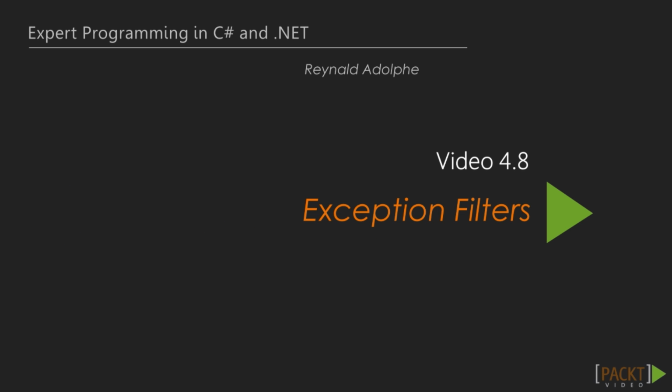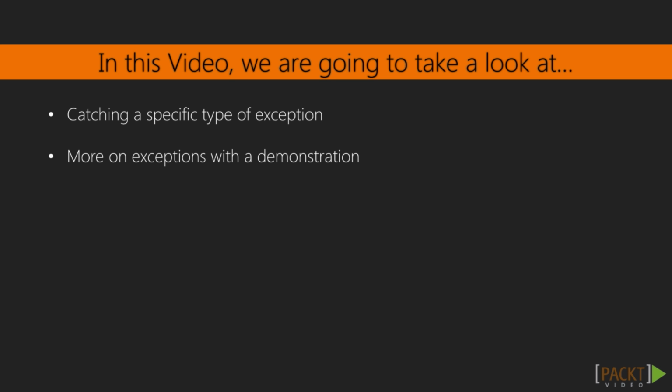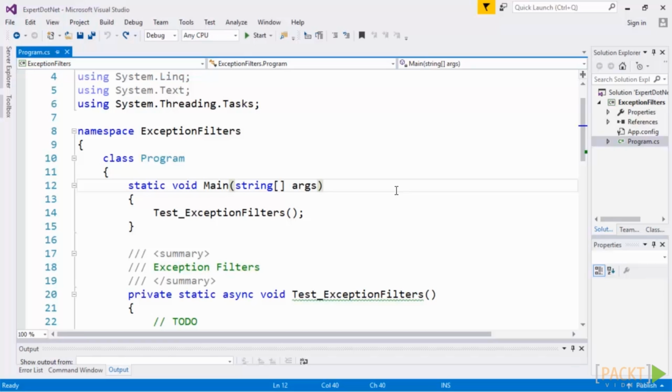In the previous video, we learned about enhancements related to index initializers. In this video, we are going to learn about the enhancements related to exception filters. Let's go ahead and start with a demonstration. There may be times you might be handling exceptions and need to perform specific actions based on the type of exception. Well, we can easily state what to do by catching a specific type of exception.